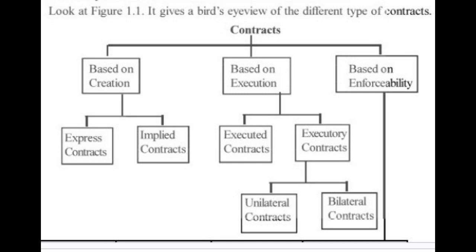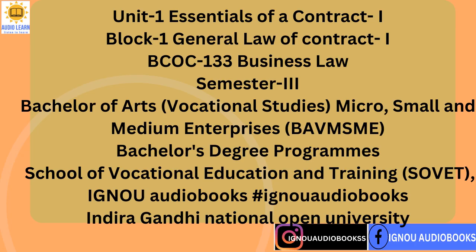1. Proper offer and its proper acceptance. 2. Intention to create legal relationship. 3. Free consent. 4. Capacity of parties to contract. 5. Lawful consideration. 6. Lawful object. 7. Agreement not expressly declared void. 8. Certainty of meaning. 9. Possibility of performance. 10. Legal formalities. Let us now discuss these essential elements one by one.